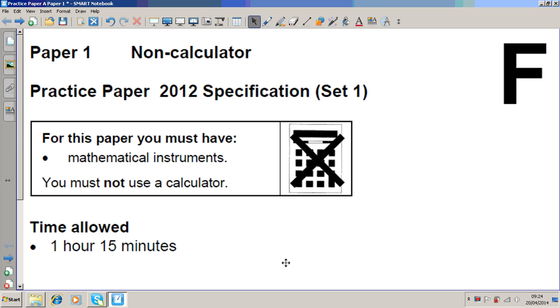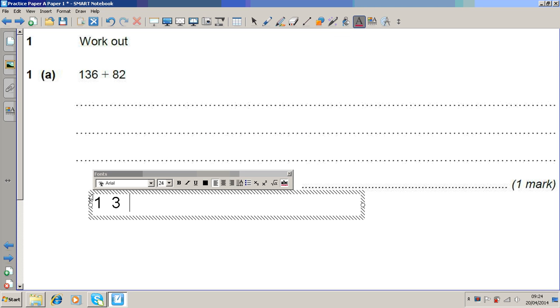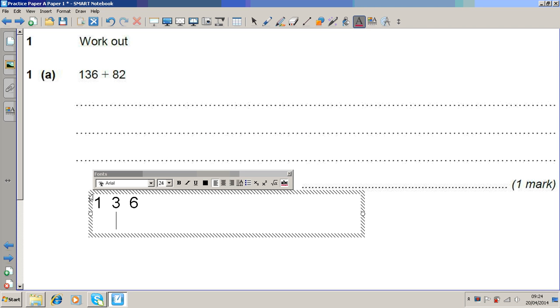Alright, practice paper A, paper 1, non-calculator, hour and 15 minutes. Adding 136, add 82. So I'm guessing a lot of you will do 136, add 82.